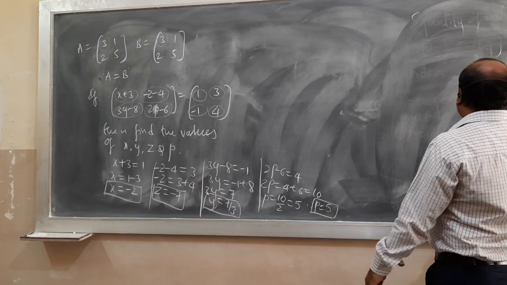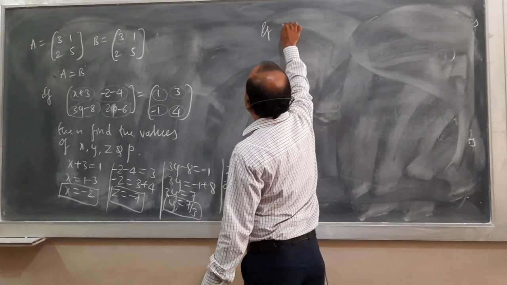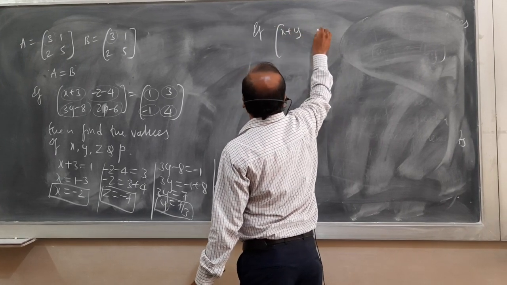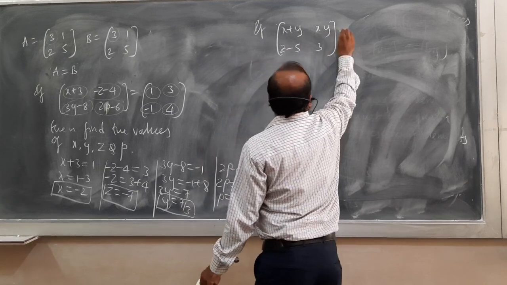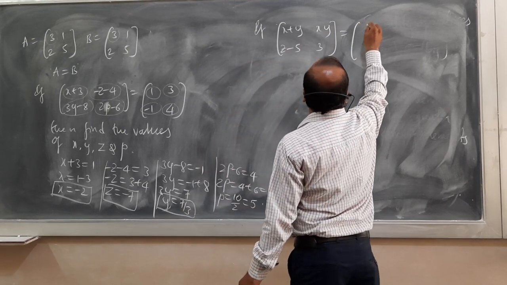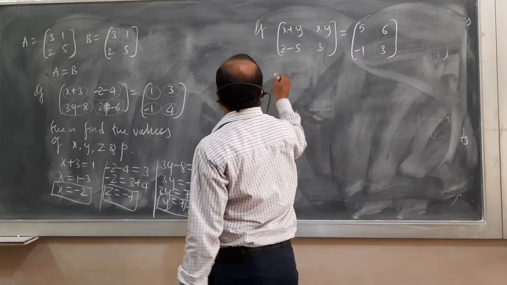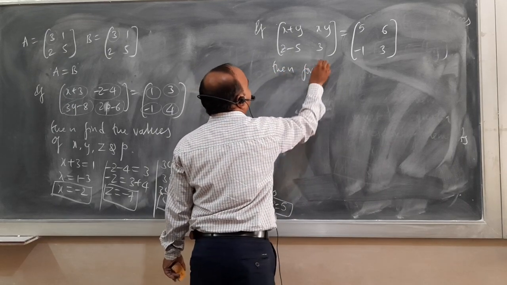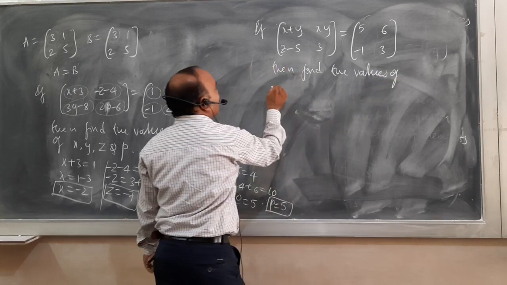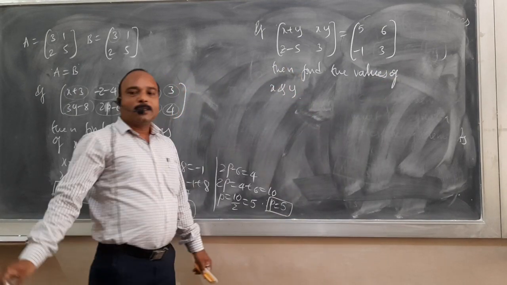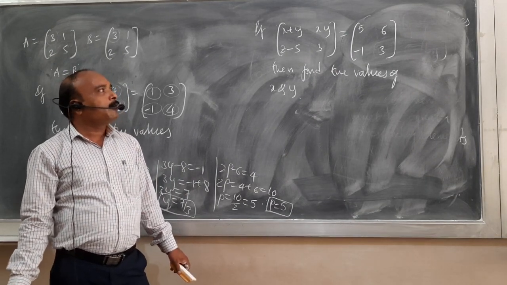Now we will go for the next example. If the matrix with entries x plus y, xy, z minus 5, 3 is equal to the matrix 5, 6, minus 1, 3, then find the values of x and y. Now this is also solved by using the definition of equality of two matrices.